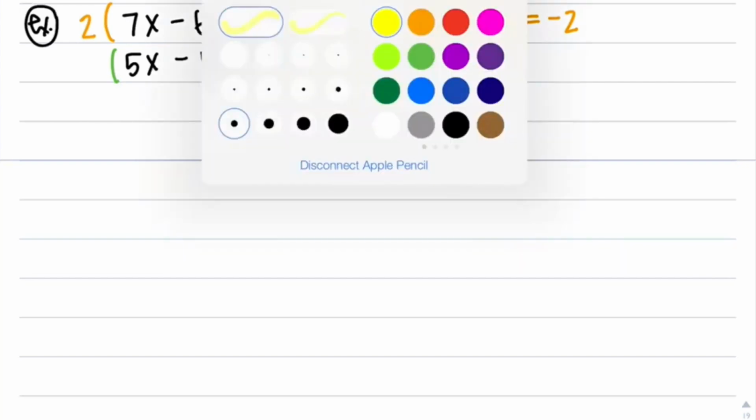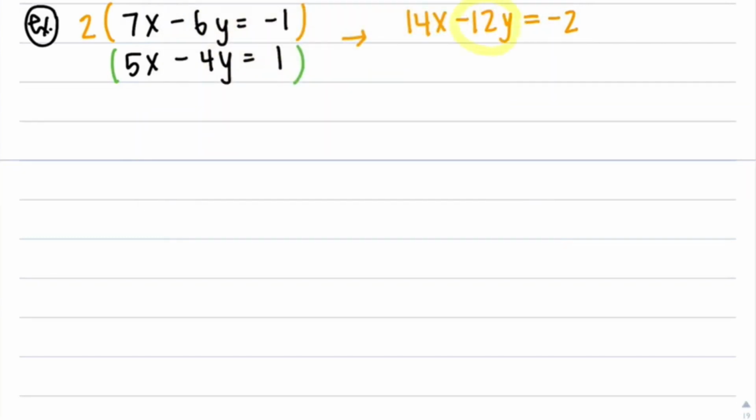So currently right now, I have a negative 12y. And right now, I have a negative 4y here. So in order for them to cancel out, remember, they have to be opposite. So I would need that to become 12y. So what you have to do is kind of think to yourself, what am I going to multiply this negative 4 by so that it becomes negative 12? Or, I'm sorry, not negative 12, positive 12, because we need it to cancel out.